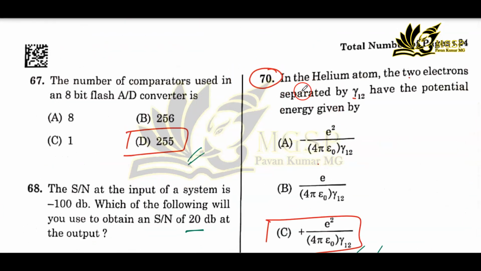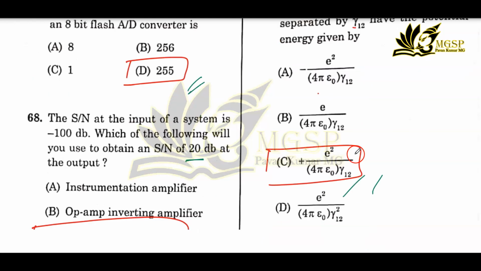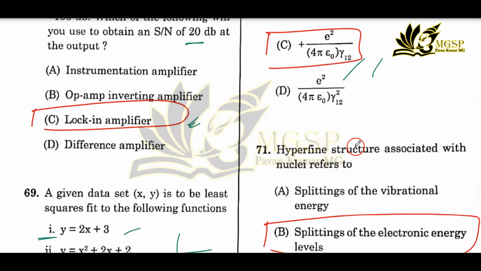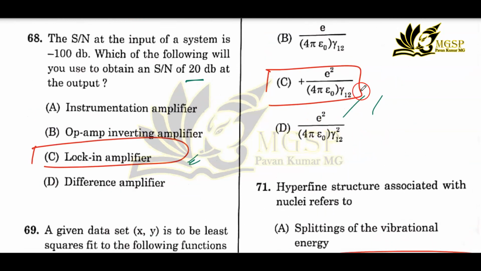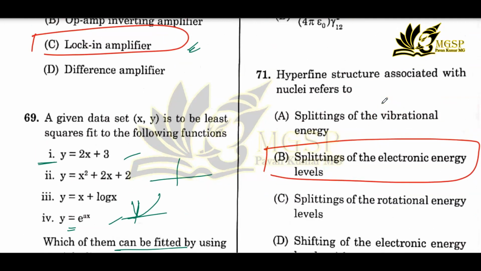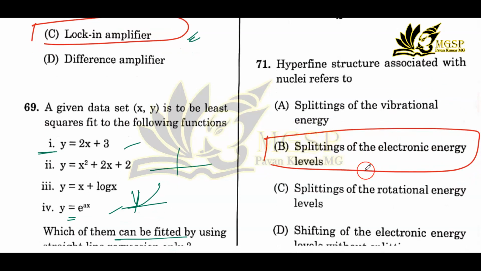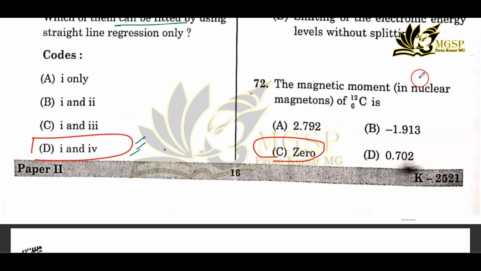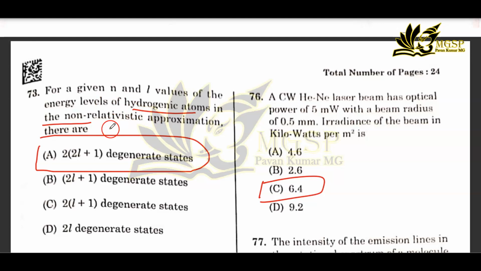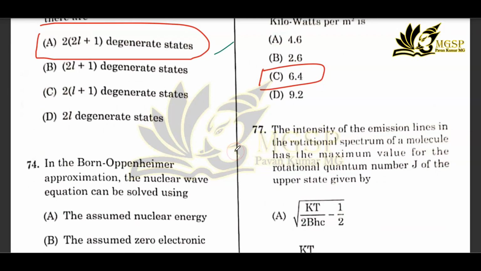Coming to question 70, in the helium atom, the two electrons separated by r12 have the potential energy given by this. This is related to electrostatics. We have seen that for the potential of an atom, we got this as the answer. Hyperfine splitting associated with it is the splitting of electronic energy levels. Next, coming to the magnetic moment, this is zero. This was correct. They have asked it for the non-relativistic case, so it has 2 into 2L plus 1. It has included both spins.